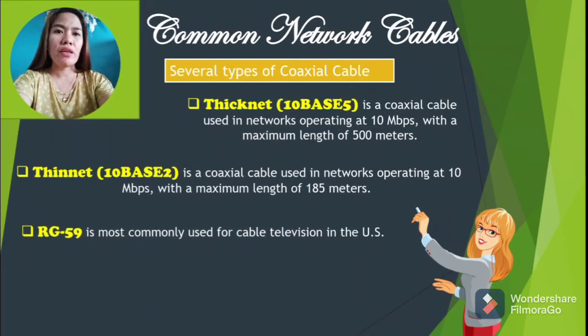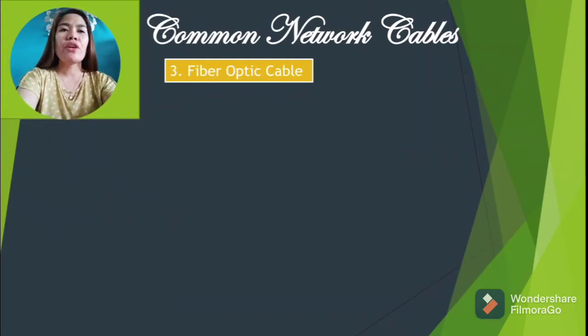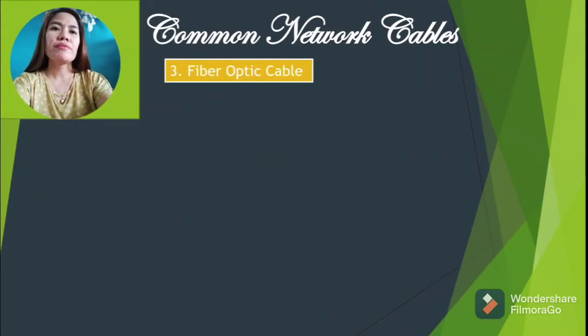The other one is the RG59. It is most commonly used for cable television in the US. And the RG6 is a higher quality cable than RG59, with more bandwidth and less susceptibility to interference. The other thing is the fiber optic cable.